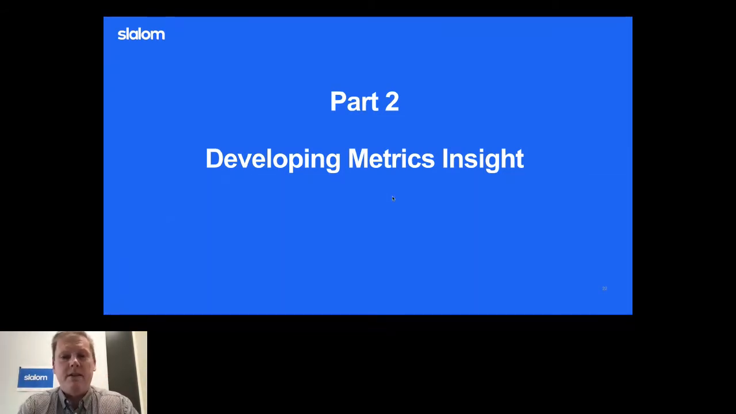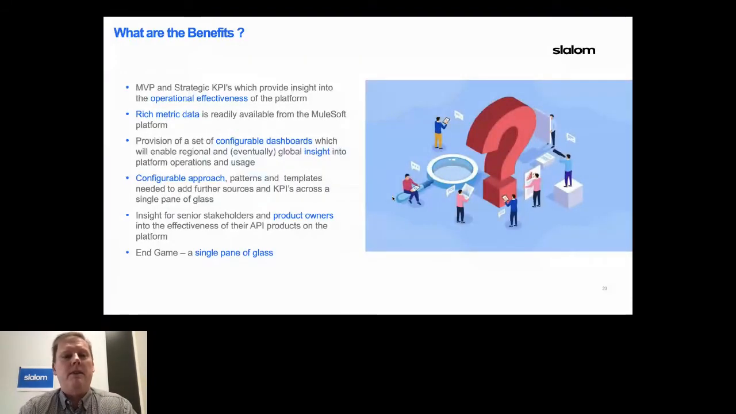So developing metrics insight. So really, what are we trying to do? What are the benefits of what we're trying to do in terms of measuring insight into our platform and particular KPIs? So really what we're trying to do is measure the operational effectiveness of the MuleSoft platform. How well is it being used? What type of insights can we get, and what types of challenges are we seeing that we need to help improve on? But also, how much is it being used and what value are we getting from that?